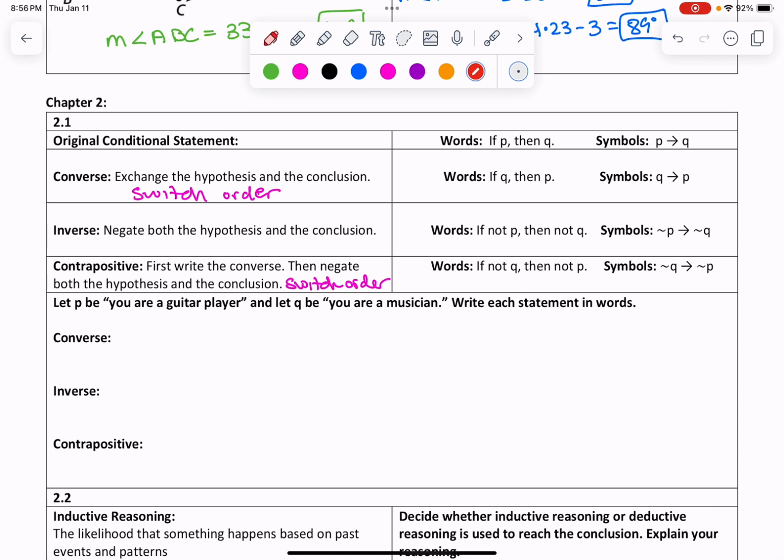Inverse is in order, not. Contrapositive is switched order and not.